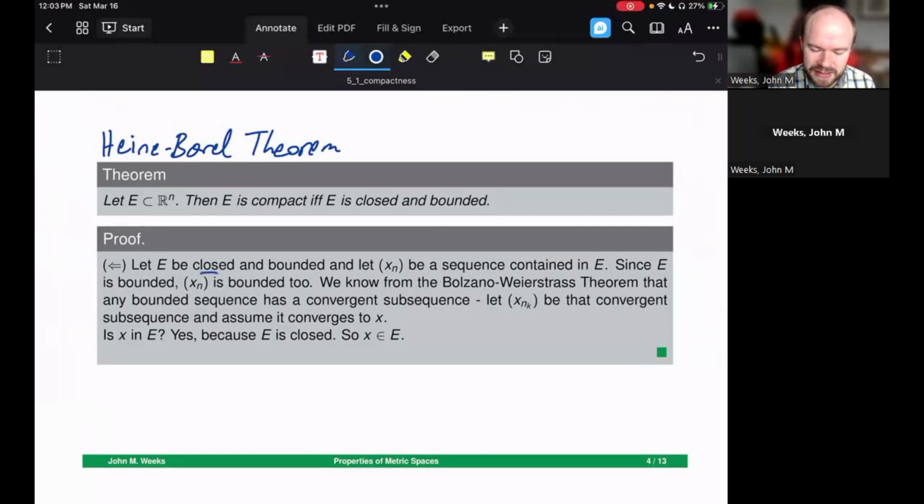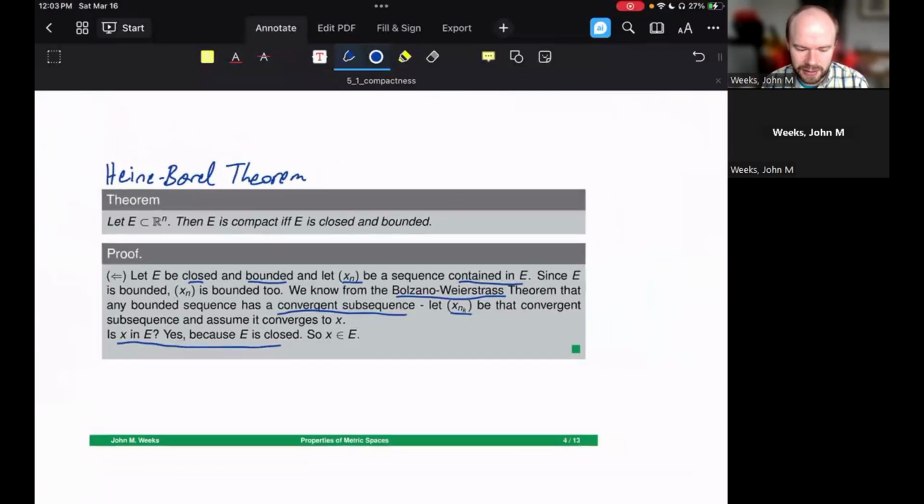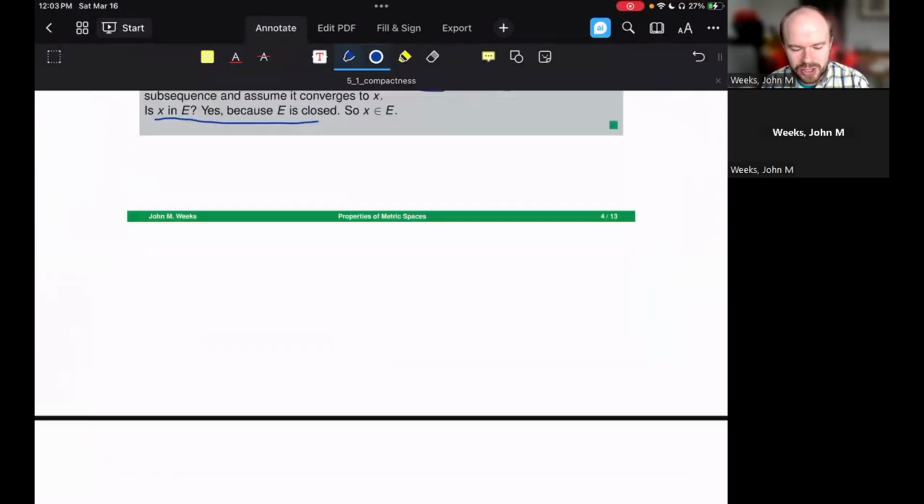So start with something that is closed and bounded. So x_n is a sequence contained in E. Since we're in R^n, we know Bolzano-Weierstrass is a valid theorem here. So we know that it has a convergent subsequence. Let's call it x_{n_k}. Well, if it converges to x, then x is going to be inside of E because E is closed. And we just need to combine those two things together. The boundedness plus Bolzano-Weierstrass gives us a convergent subsequence. And then we have that x is in E because the set E is closed. That gives us one direction of this Heine-Borel theorem.